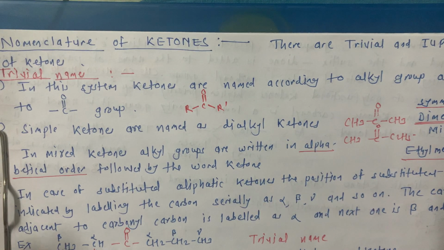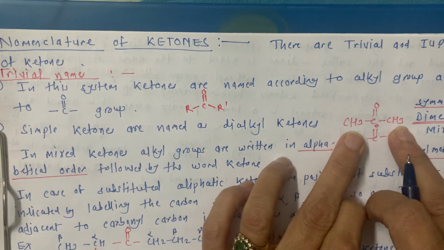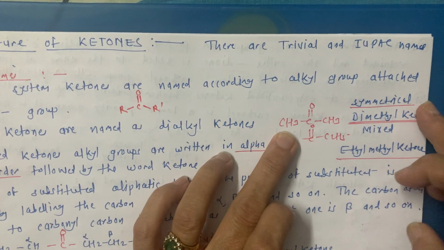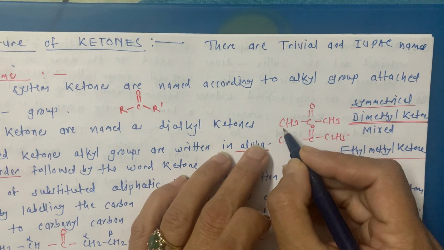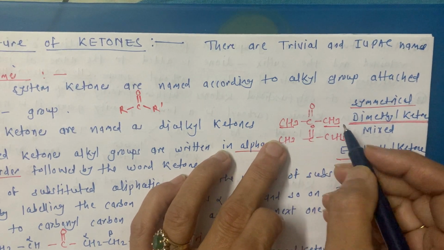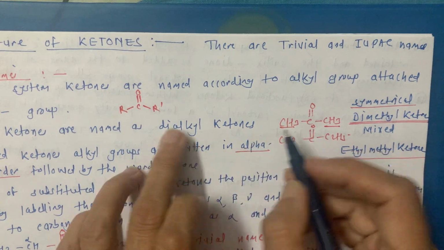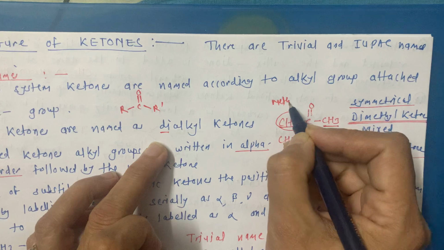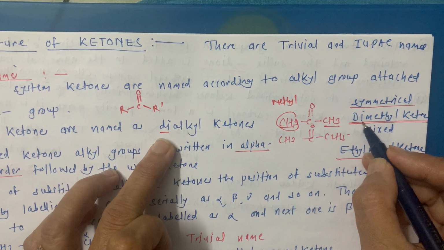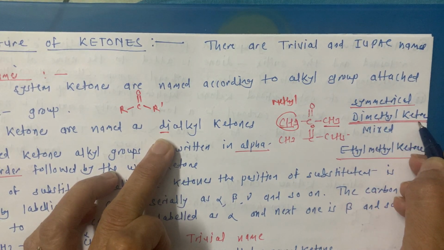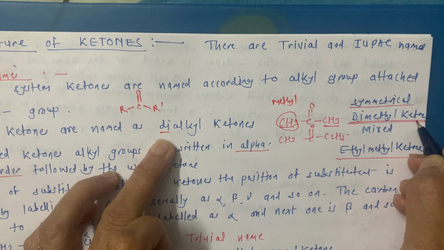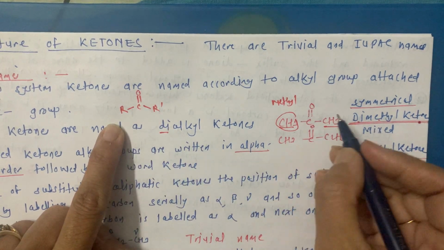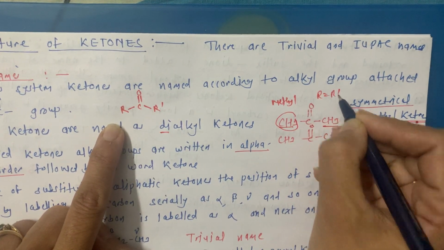Okay, see now, this is the example. Simple ketones are also known as symmetrical ketones. Now these two groups are same, symmetrical. So this is our dialkyl. Which is this group? This group is methyl group. So the name of the compound is dimethyl ketone. Okay. Now R and R dash here are same. R is equal to R dash, same.